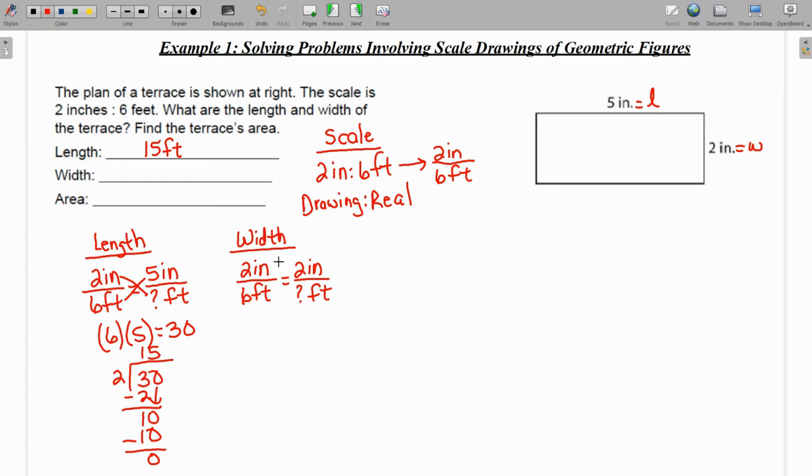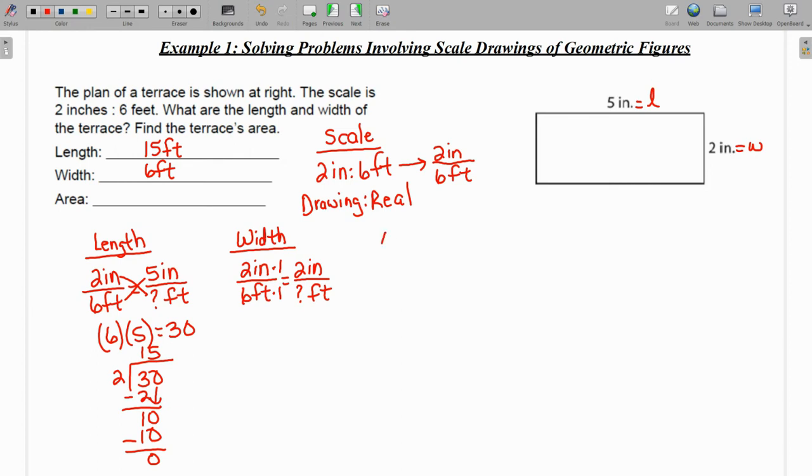Hopefully you'll notice that we have 2 in the numerator and 2 in the denominator. In order to keep this 2 as a 2, I would have had to multiply the top numerator by 1. When you multiply the numerator or the denominator of a fraction by some number, you have to multiply the other by the same thing. So if I multiply the numerator by 1, I need to multiply the denominator by 1. So 6 times 1 gives me 6. So in real life, I'm going to have 6 feet of width of this terrace if I have 2 inches in drawing width.